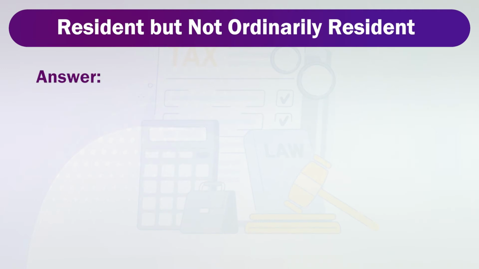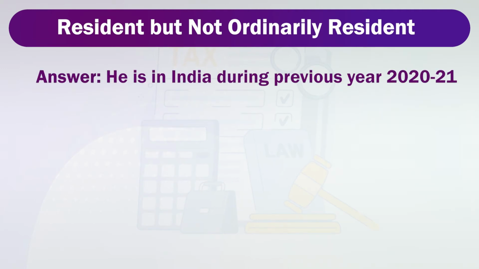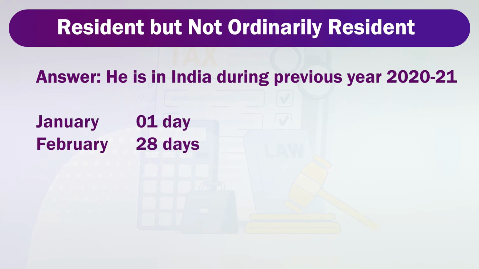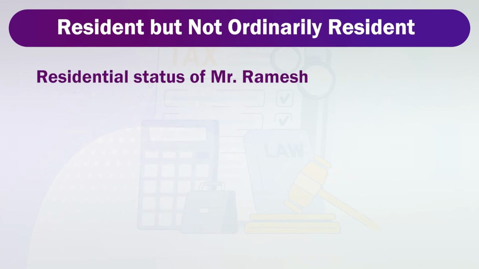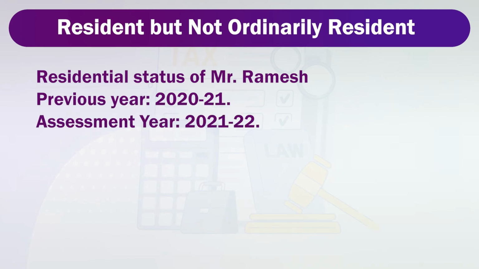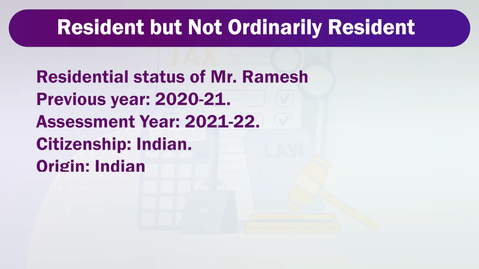Answer will be: he is in India during previous year 2021 in the month of January for 1 day, in the month of February for 28 days, in the month of March for 31 days. So, total stay in India is 60 days. Let's determine residential status of Mr. Ramesh for previous year 2021, assessment year 21-22, considering his citizenship as Indian and he is of Indian origin.